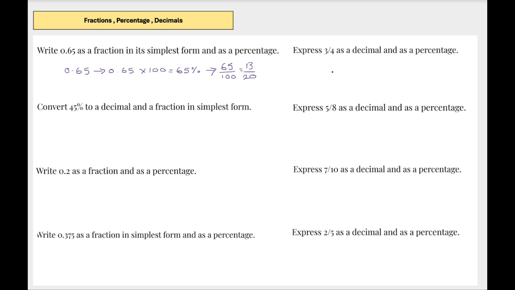You should all know 3 over 4. 3/4 equals 0.75 as a decimal, or 75% as a percentage. Remember this one. You need to know this one.